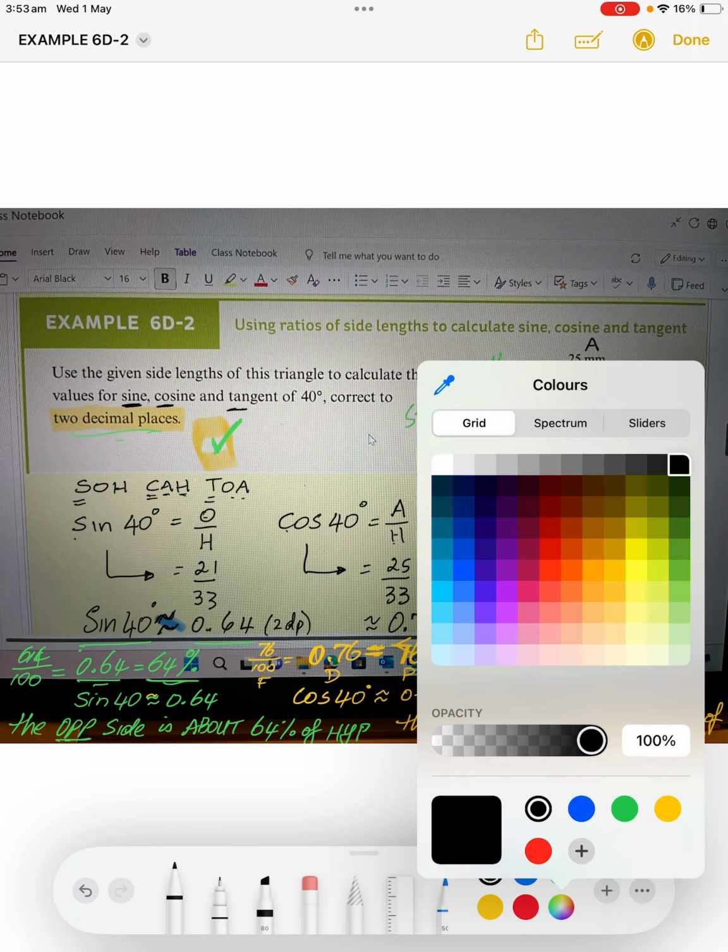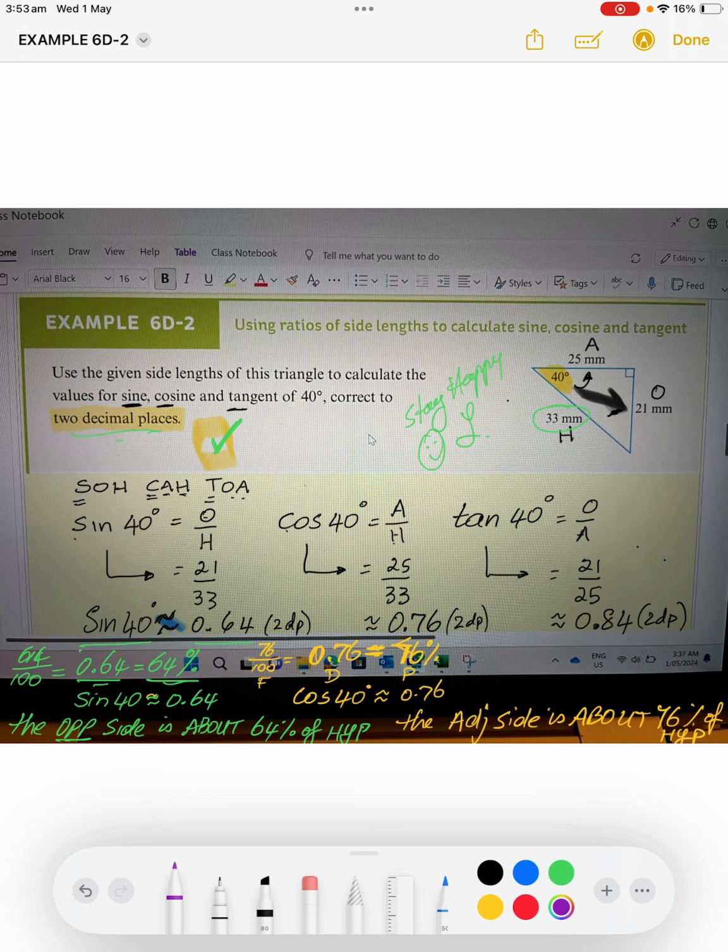If tan of 40 degrees is purple, if tan of 40 degrees is about 0.84, well, 84 over 100 is 0.84, which is 84%. So there's the common fraction, the decimal fraction, and the percentage. Well, in every right angle triangle, if one of the angles is 40 degrees, it means that the opposite side is about 84% of the adjacent side. So I'll put that here.